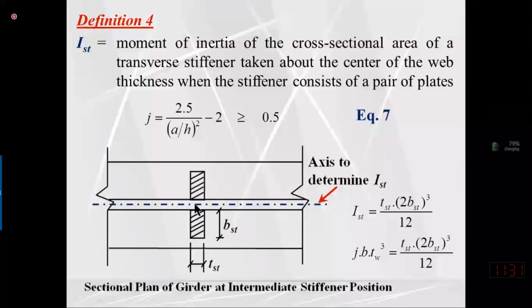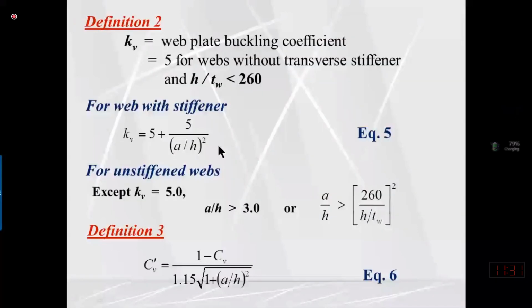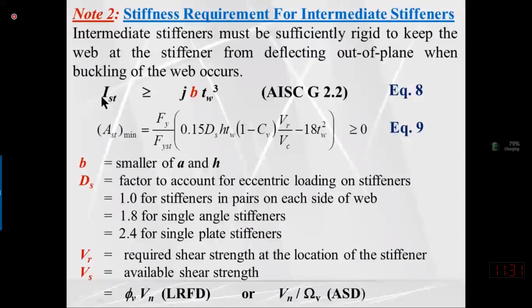So we are computing the moment of inertia about the center of the web. And this moment of inertia should be equal to or more than this value. So moment of inertia of intermediate stiffener about the center of web should be equal to or more than this particular parameter, which is equal to J B into thickness of web cube. What is the B value? B is smaller of A and H.